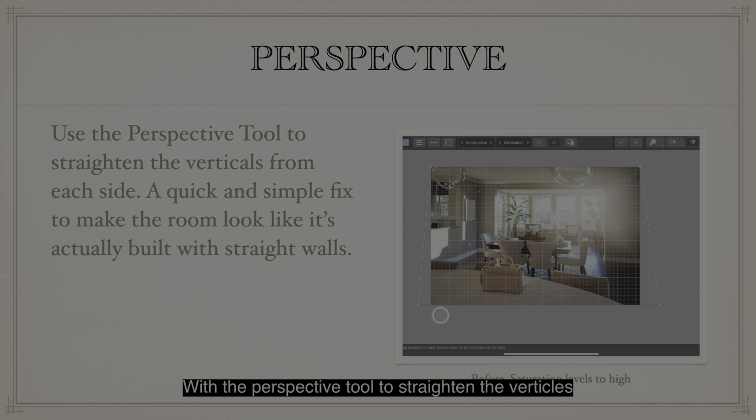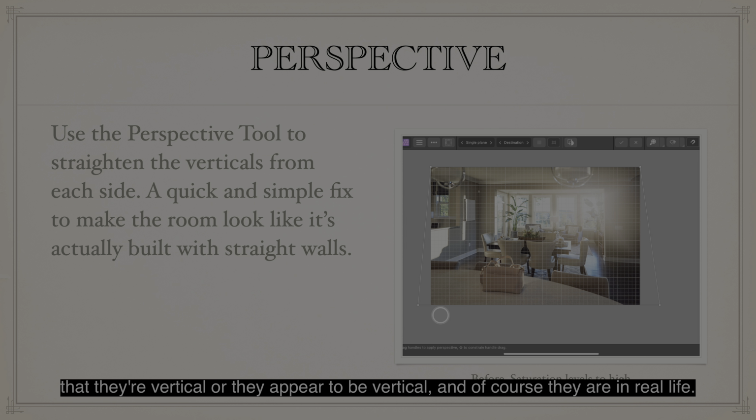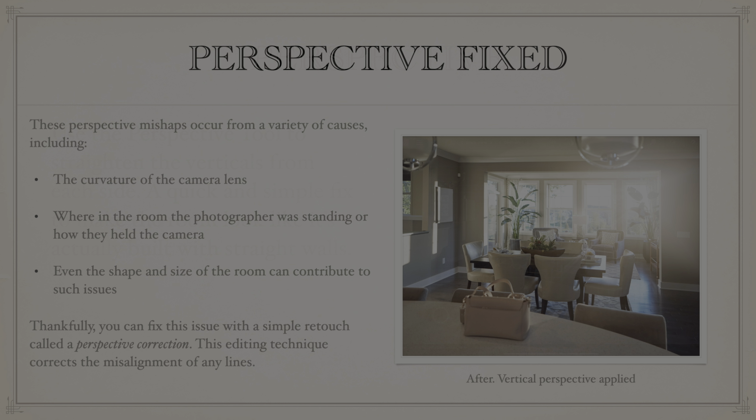With the perspective tool to straighten the verticals from each side, a quick and simple fix to make the room look like it's actually built with straight walls. And using that tool you can see it's brought out the edge of the walls so that they're vertical, or they appear to be vertical. And of course they are in real life.